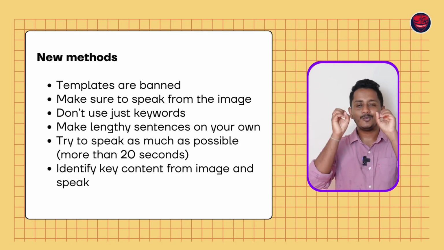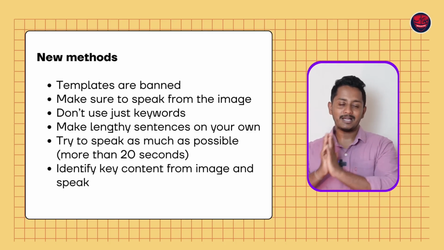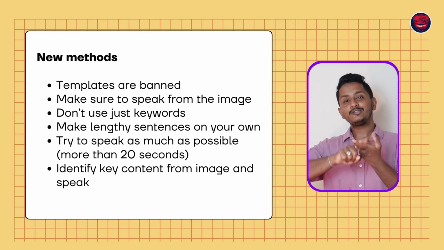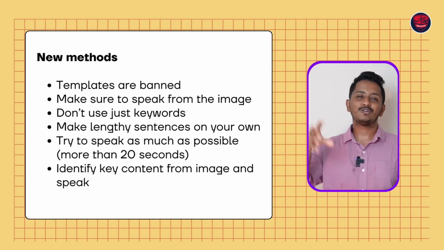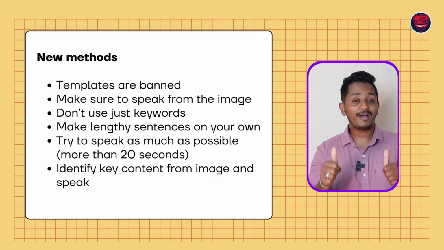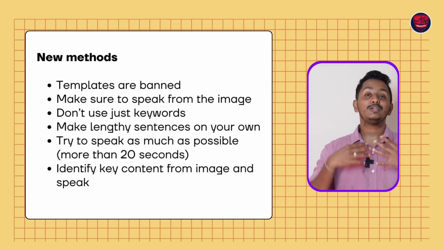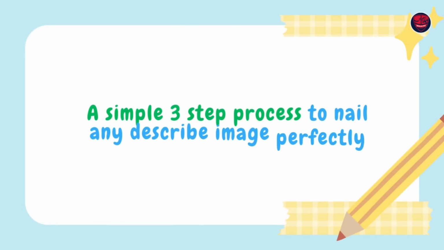Identify few content from the image and start speaking. If you don't do that, you wouldn't know what to speak. Even if it's not a great content, average content or poor idea, still fine. As long as it is in the image, it should be totally fine. And this is the new approach. Let's understand a simple 3-step process to nail any describe image perfectly, and then we will see how to get this for the next 10 days and fix it permanently.